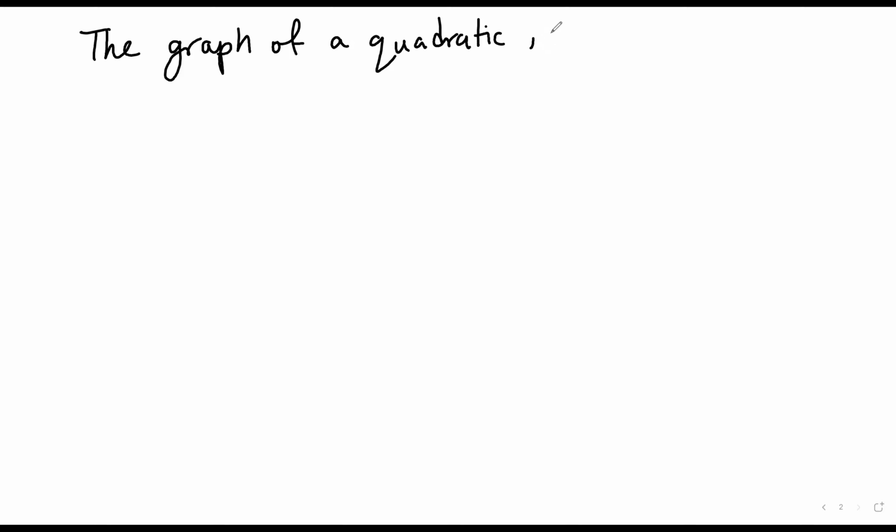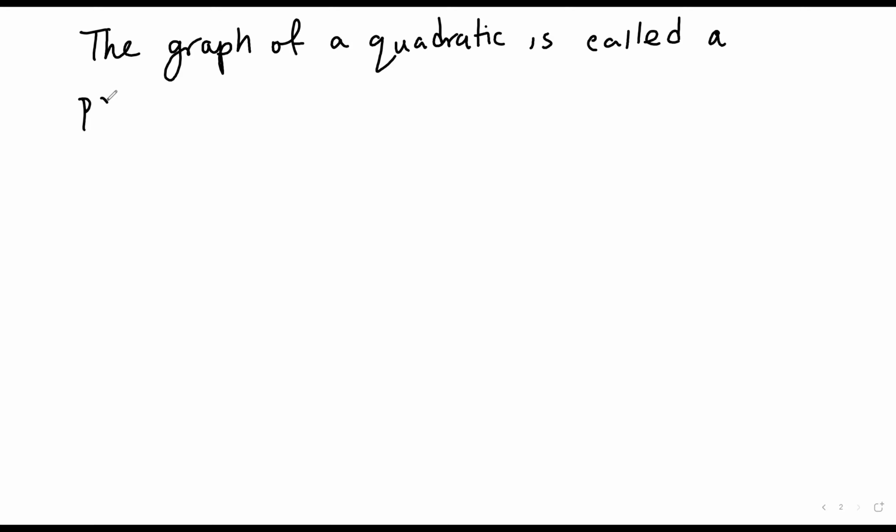So like 3x plus 1 or 2x plus 4, it's in the form y is equal to mx plus c. That is, when you graph that, it would be a straight line, right? But a quadratic makes a curve and it's called a parabola, right? So the graph of a quadratic is called a parabola, however you want to pronounce it, right?